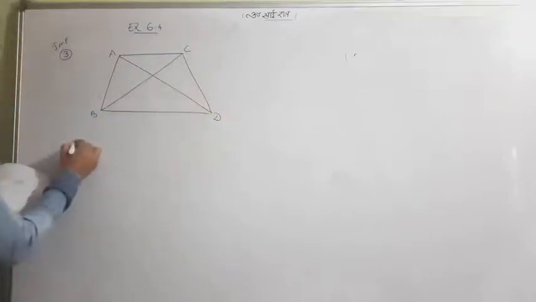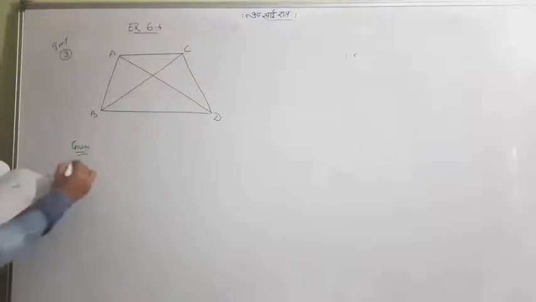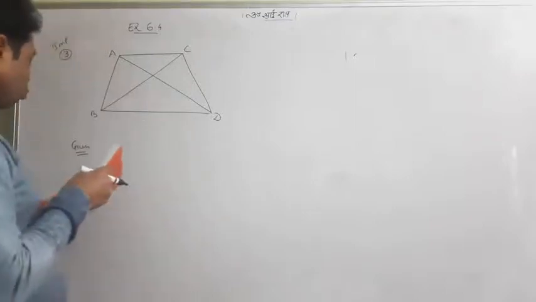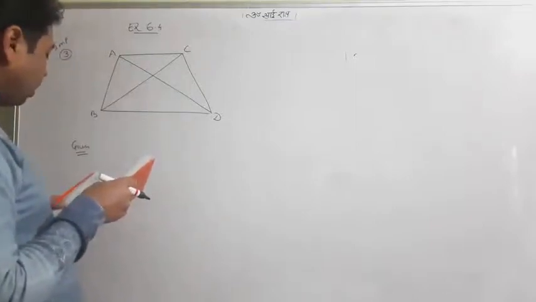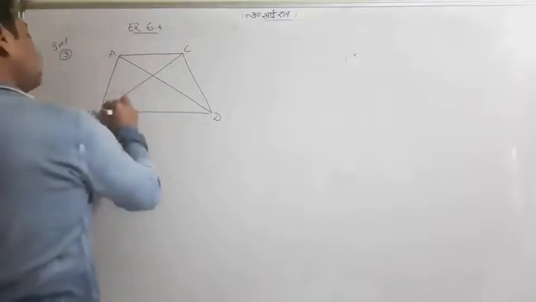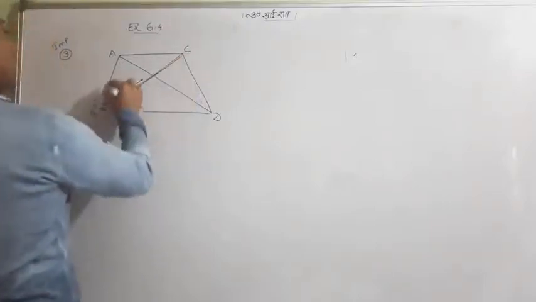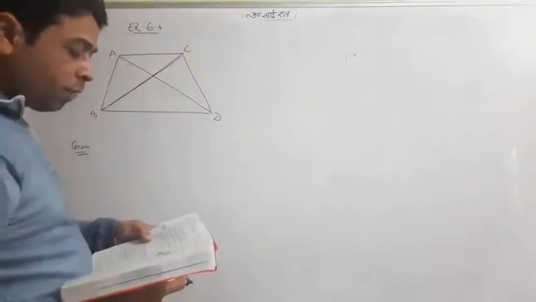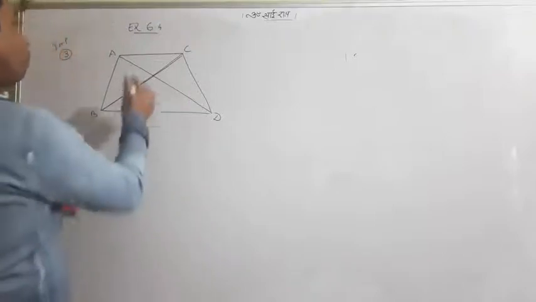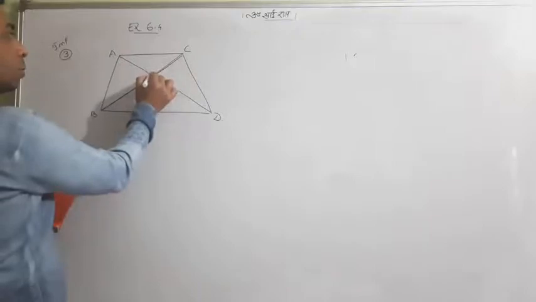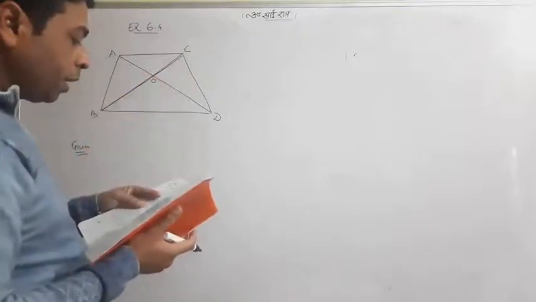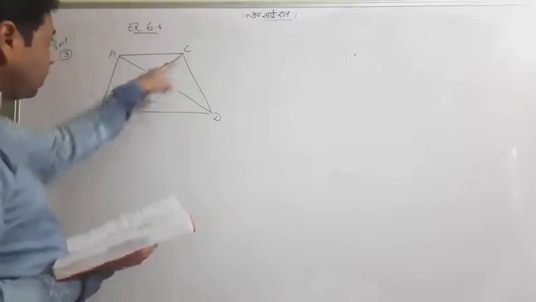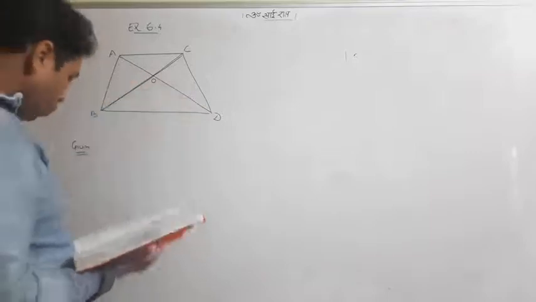The question says, given that two triangles ABC and DBC are on the same base BC. This is the base, and one triangle is lying upside and the second is downside. It looks like two triangles. The question says if AD intersects BC at O, this is O, then prove that the area of triangle ABC upon the area of triangle DBC is equal to AO upon DO. So this is the question.